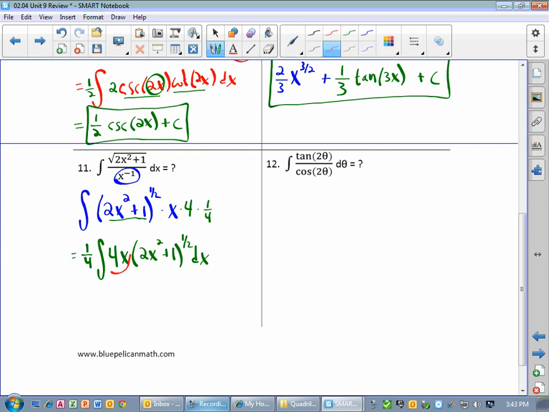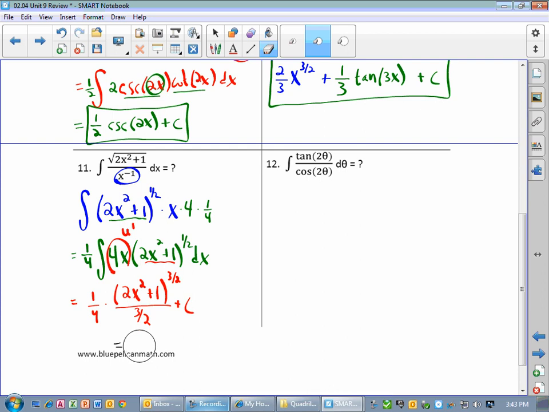And so again, we've got the derivative of our inside. There's our u prime. Here's our u, so we can treat this like u to the 1/2. And so we have 1/4 times u to the 3/2. But it's not really u. It's 2x squared plus 1 to the 3/2 over 3/2 plus c. And so when we divide by 3/2, it's the same as multiplying by 2/3. So we get 2 over 12. But I don't want to write that. I'd much rather write 1/6. So 1/6 times 2x squared plus 1 to the 3/2 plus c.